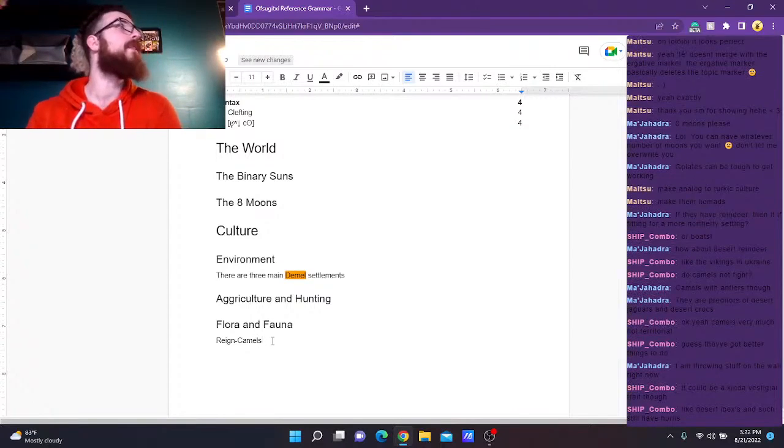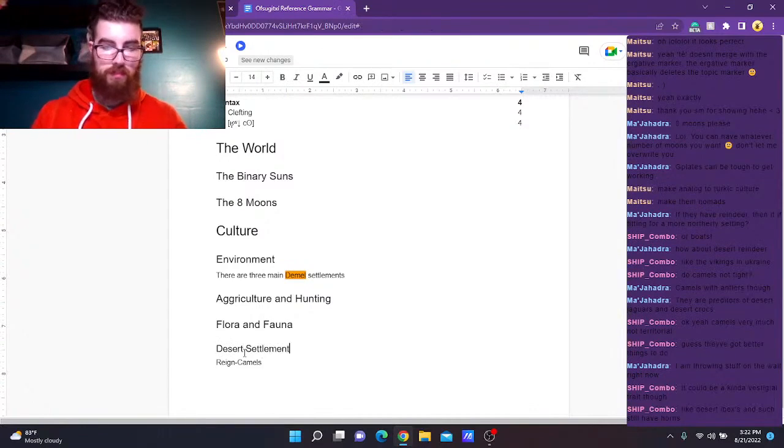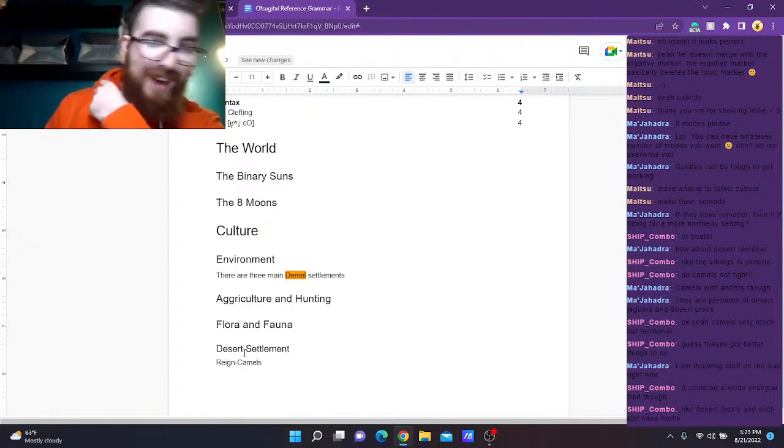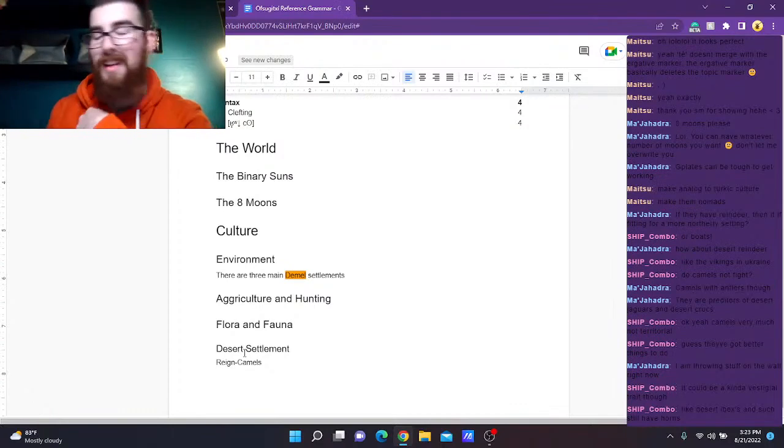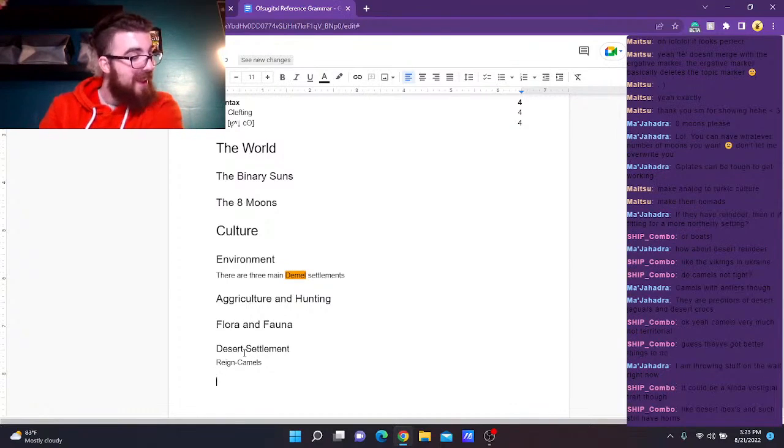Okay. So, okay, hold up. Rain camels. The rain camels are predators of desert jaguars and desert crocs. So we have an apex predator on our hands in the form of a camel. Do I hear megafauna? Do I hear a megafauna?